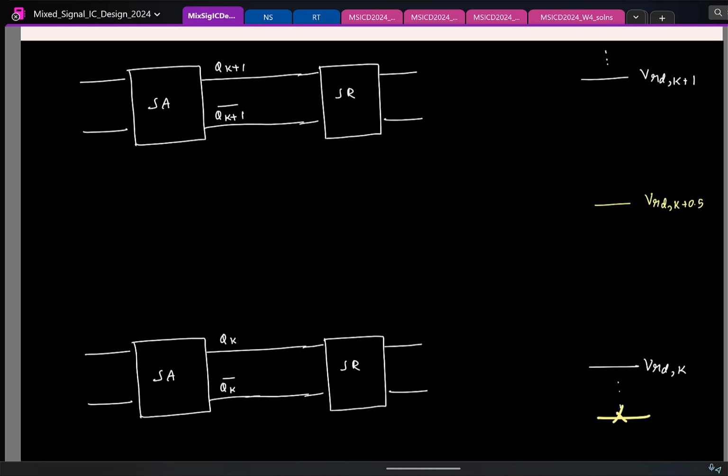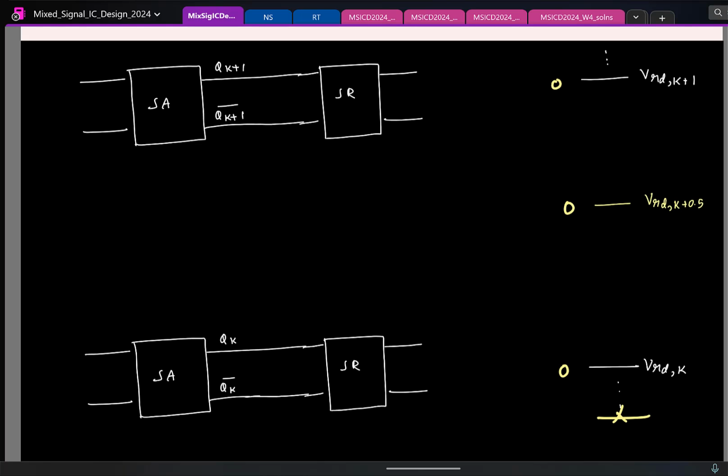This is my input. It is smaller than both the reference voltages. So what can you say about the output of both comparators? Its input is smaller than both the reference voltages, so both of these are 0. If both of these are 0, what should be the output of this comparison? 0. So when the input is lying here, no issues.